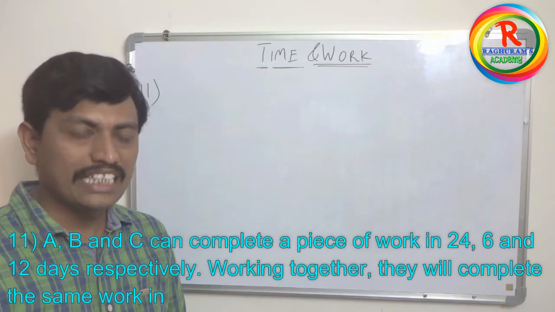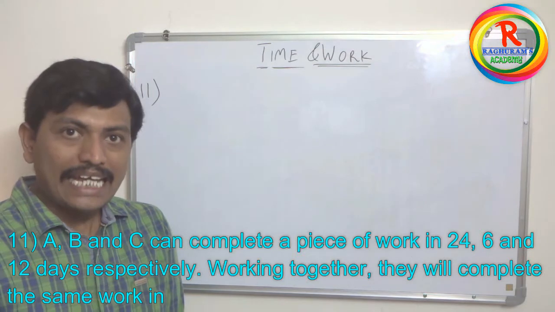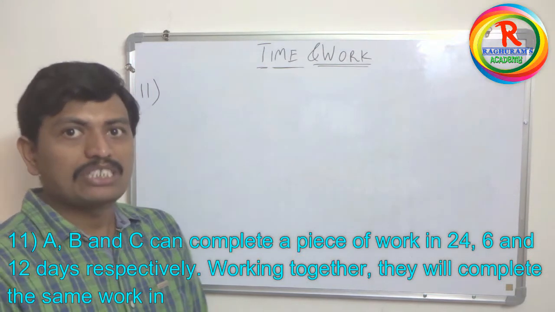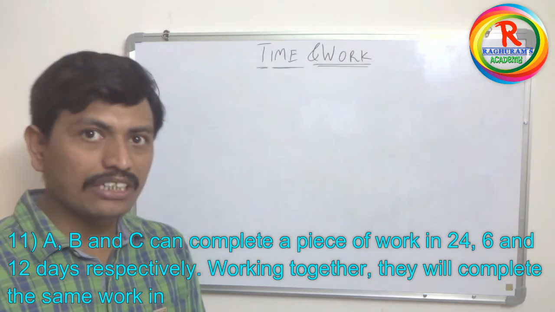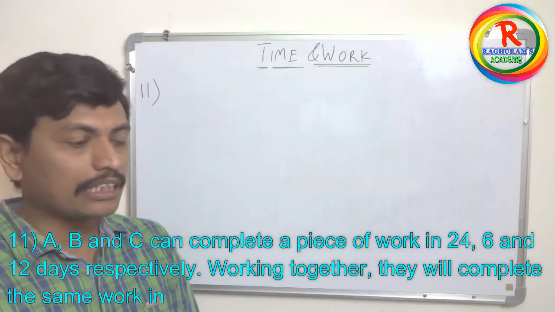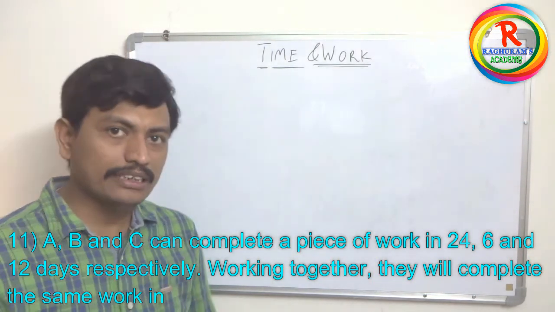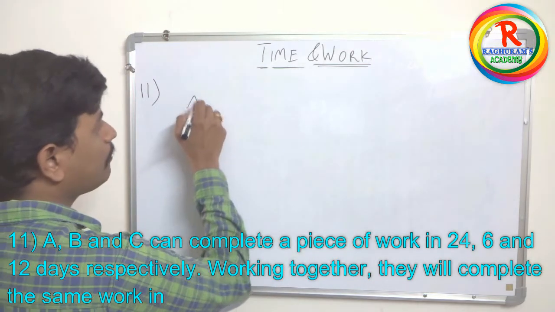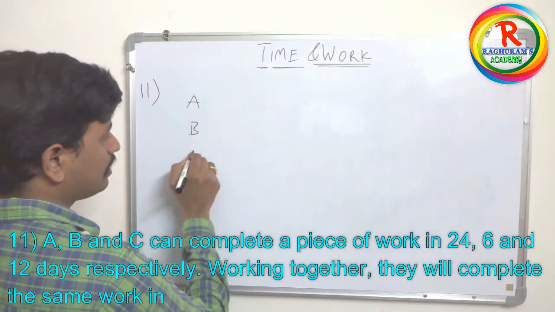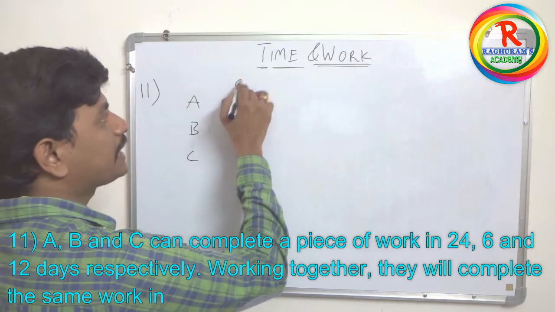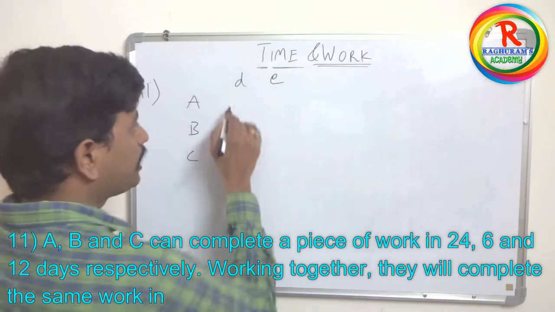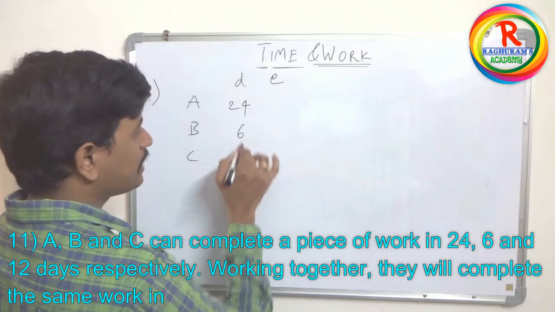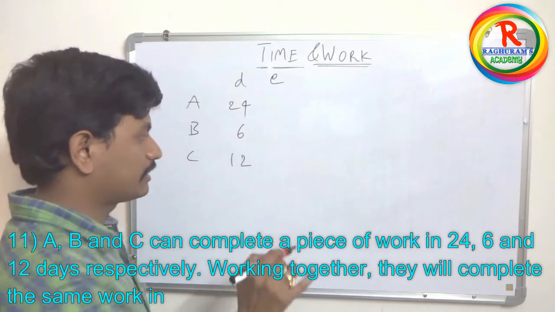Let us see the next problem, the 11th one. A, B and C can complete a piece of work in 24, 6 and 12 days respectively. Working together, they will complete the same work in how many days? Till now we have seen only 2 persons, here there are 3 persons. Same method. Take days and efficiency. A can complete it in 24 days, B in 6 days, C in 12 days.